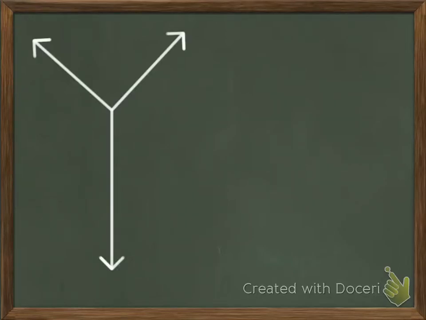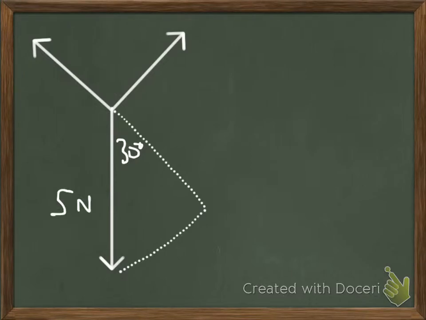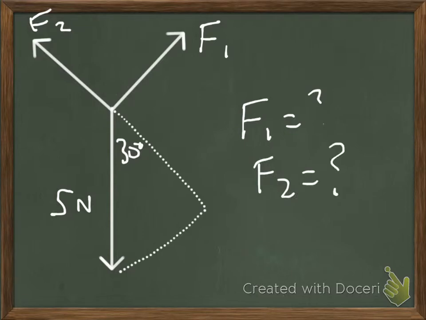Alright, so now that you see how the concept works, let's actually do this with some numbers. Let's make that angle 30 degrees, and let's say that the vector going down is 5 newtons. So we have our force 1 and force 2 at the top that are unknowns. Those are the things that we're going to solve for in this example. So what is F1 and what is F2?